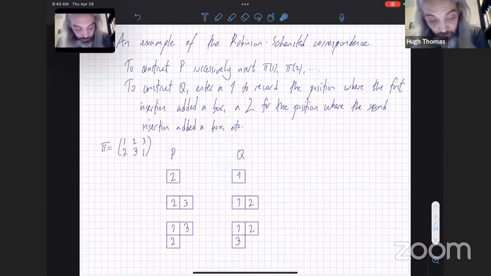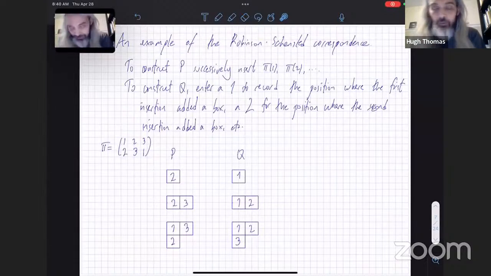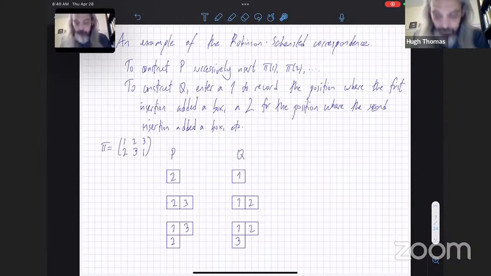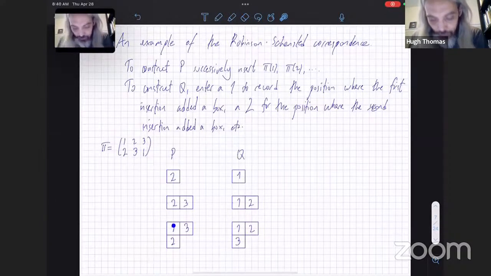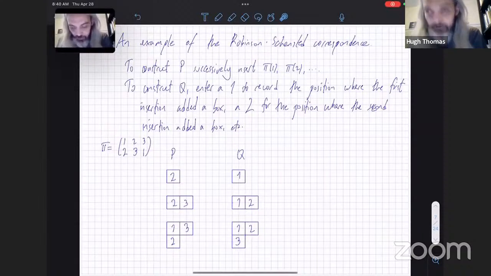If we look at the recording tableau, we see that first we added this box. So we put a 1 there. At the second step, we added this box. At the third step, we added this box. Notice that isn't the box that we first inserted into, but it's the box that got added at this step. The 1 went to the first row, that bumped out the 2, the 2 wound up there. So this was the box that was added, and that's what we record in the recording tableau. So there we are. We get the insertion tableau and the recording tableau.